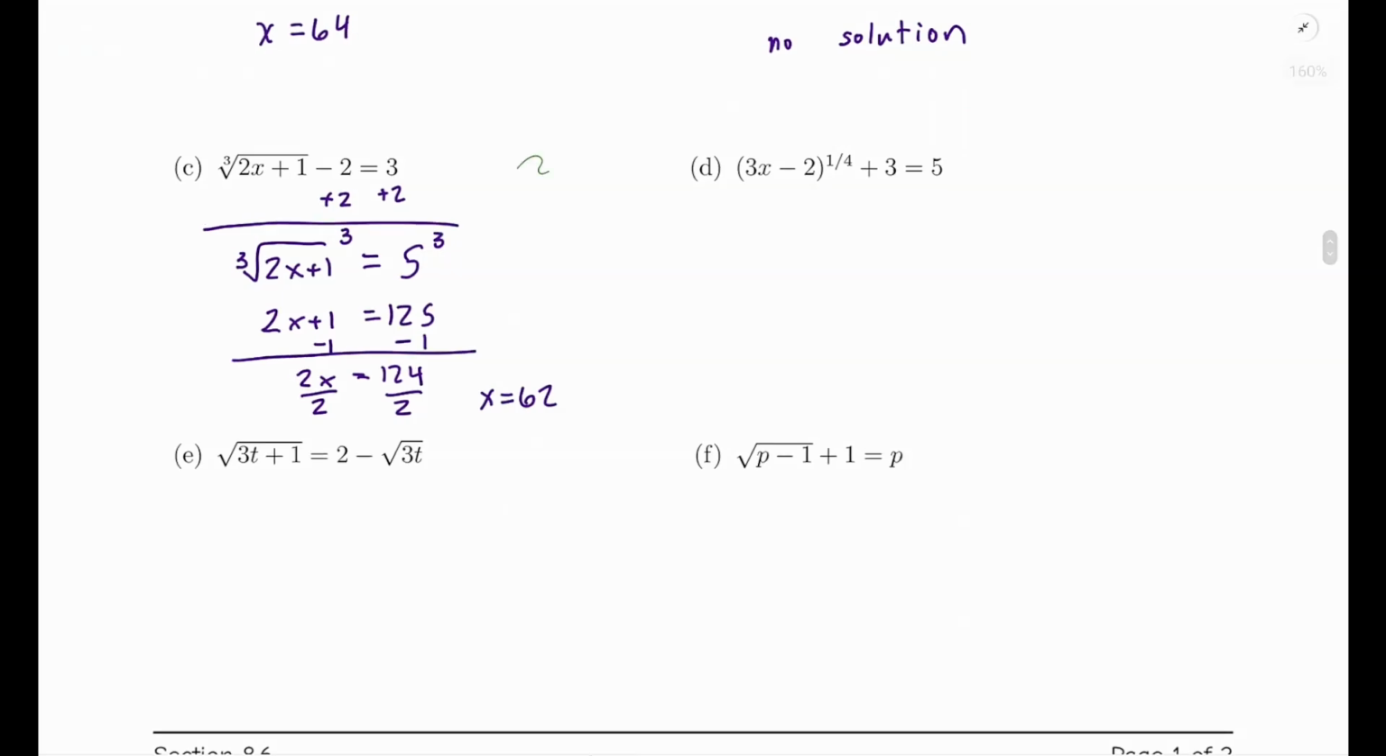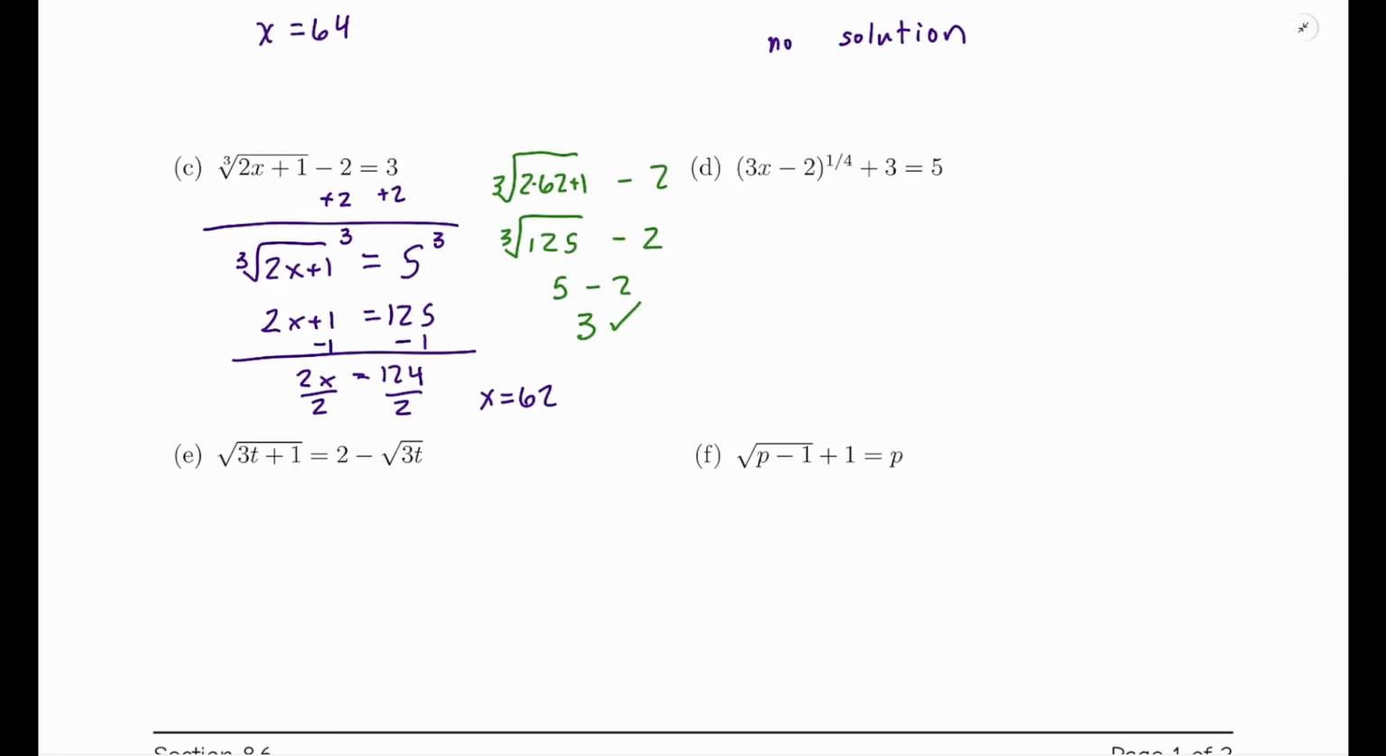And go ahead and check my work. Cube root of 2 times 62 plus 1 minus 2. So we get the cube root of 125 minus 2. 5 minus 2, which is 3. It checks out. Part D, 3x minus 2 to the 1/4 power plus 3 equals 5.